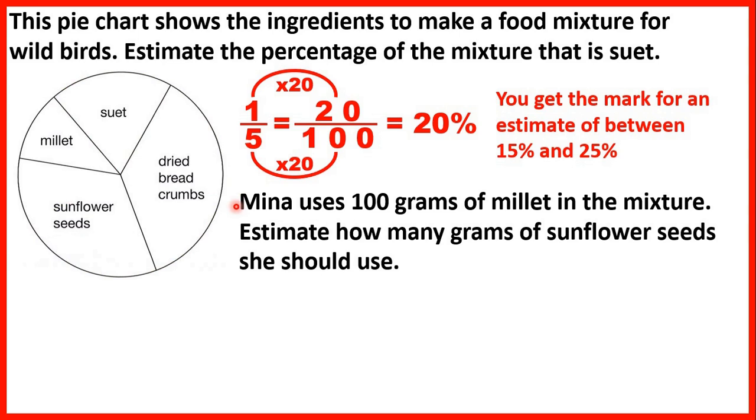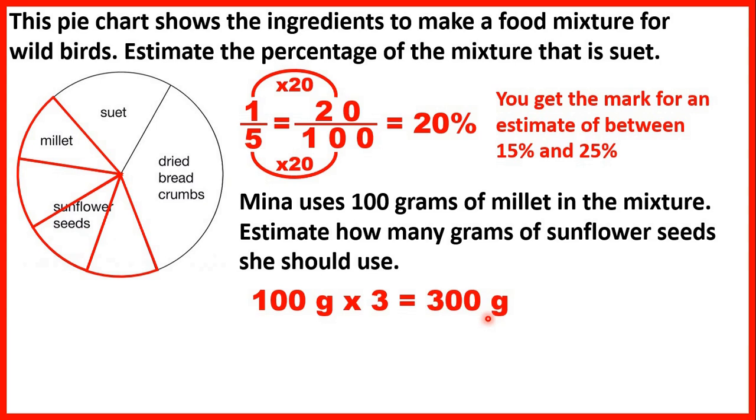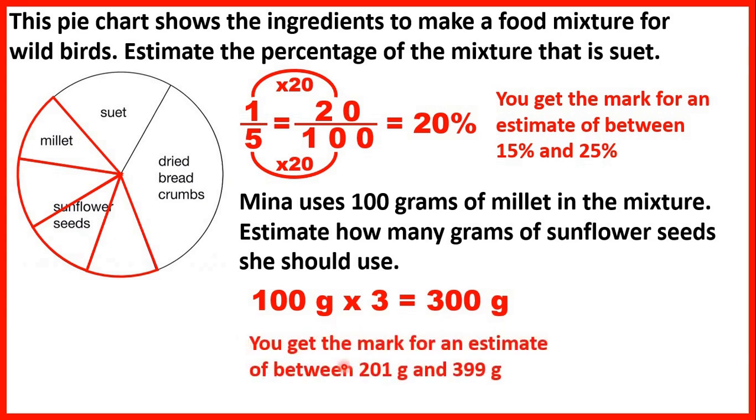Now, Mina uses 100 grams of millet in the mixture. Estimate how many grams of sunflower seeds she should use. So we have millet here, and we know that that's 100 grams. Now I would estimate that sunflower seeds is about 3 times as large. So if millet is 100 grams, to work out sunflower seeds, we can multiply 100 grams by 3, so that gives us 300 grams. You get the mark for an estimate of between 201 grams and 399 grams.